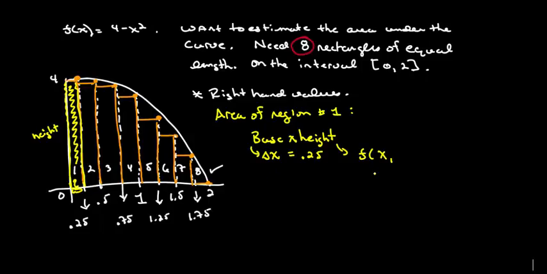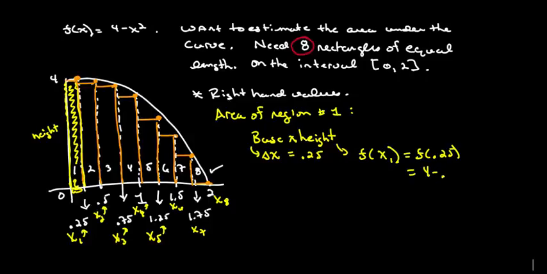Now the height is the function evaluated at, well, let's call this first guy x1 at 0.25, the second guy x2 at 0.5, and so on and so forth. We're just calling them different x values. You can call them anything you want, A, B, C, D, Henry, George, Bob, it doesn't matter. So f at x1 is the function evaluated at 0.25. That's the right-hand value of the interval 0 to 0.25. So to evaluate that, we just plug 0.25 into the function, 4 minus 0.25 squared, and we'll get a value of 3.9375.